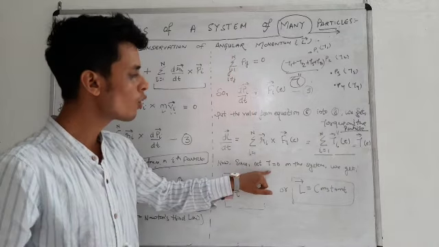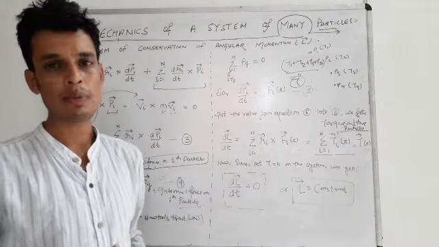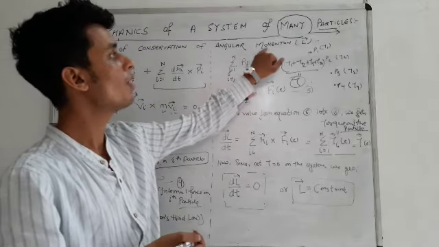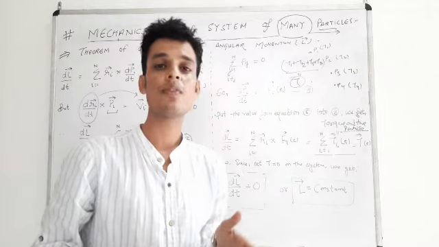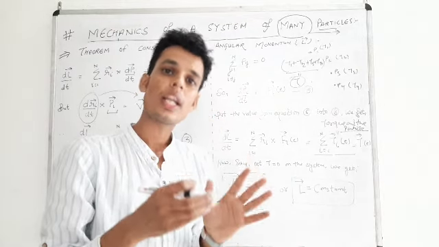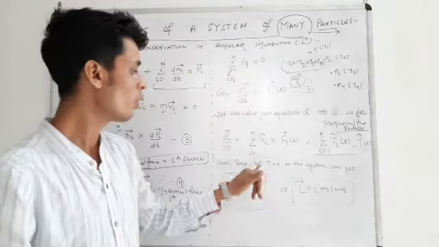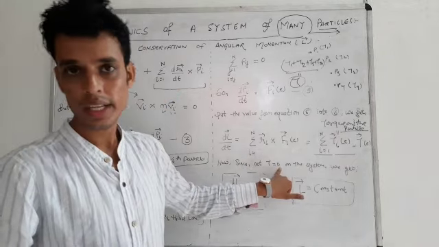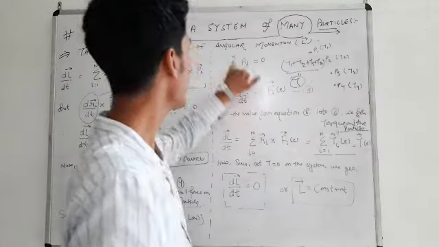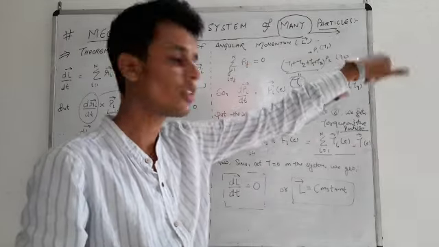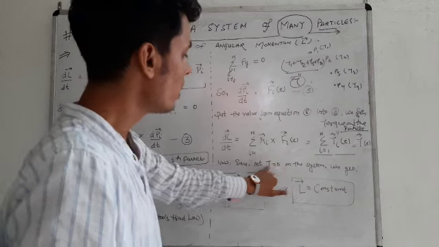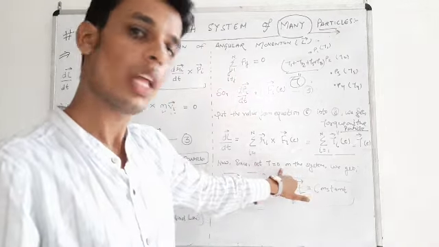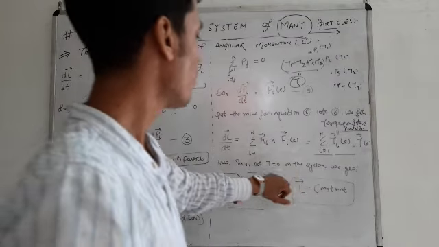Now we know that the net torque on the system is 0. In the statement we have already considered that angular momentum will be conserved only when this condition is fulfilled, which is when the net torque on the system is equal to 0. So we are going to put tau equal to 0 in the above equation, and we will see what we get.